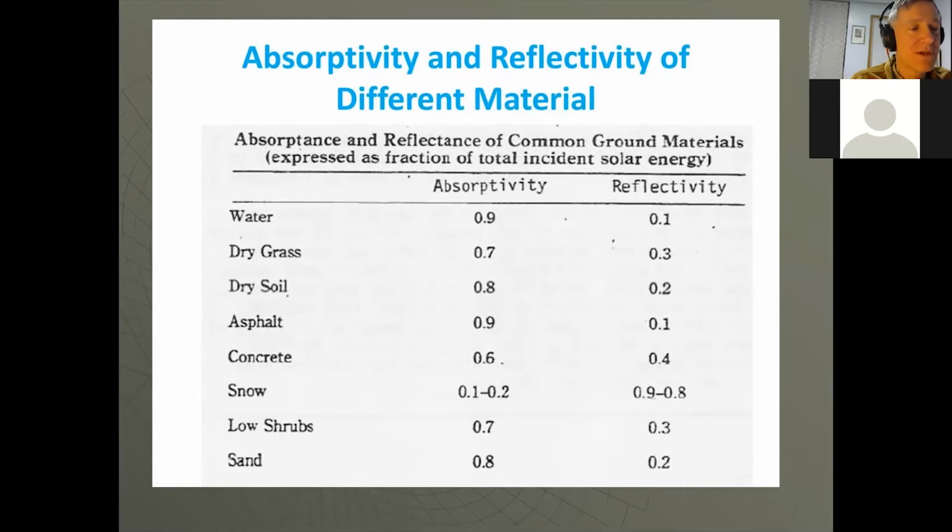So anyway, you see water. Now, there's a big issue here with frequency, which we're going to expand on in just a minute. Let me just talk in general terms here. So water absorbs 90% of the energy coming in, and it reflects 10%. And then snow is 0.1 to 0.2 absorptivity, and it reflects 0.9 to 0.8. And you see these other different numbers for common materials that you see about us. And generally the absorptivity is very high, and the reflectivity is low. So we kind of have to watch again with frequency.